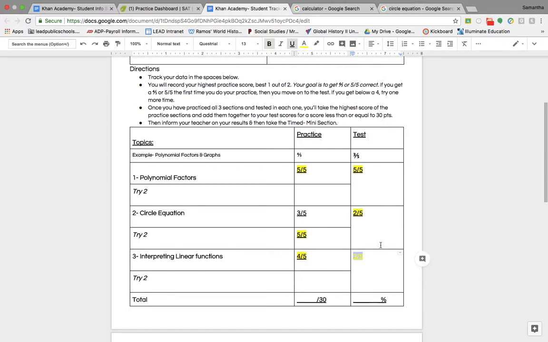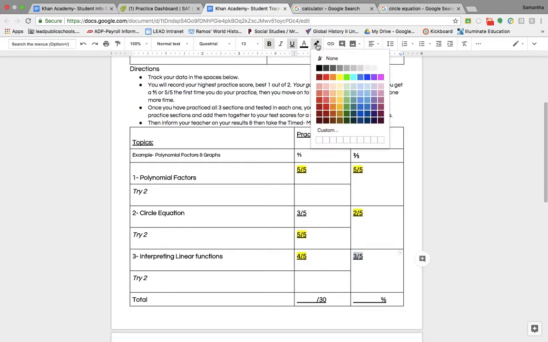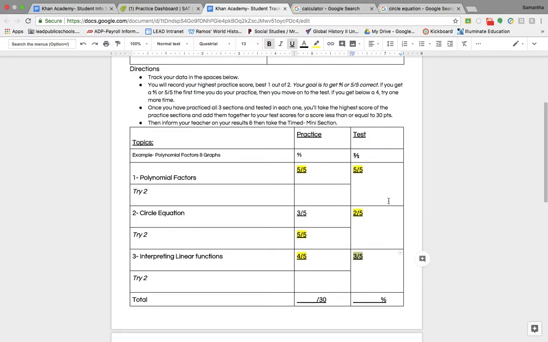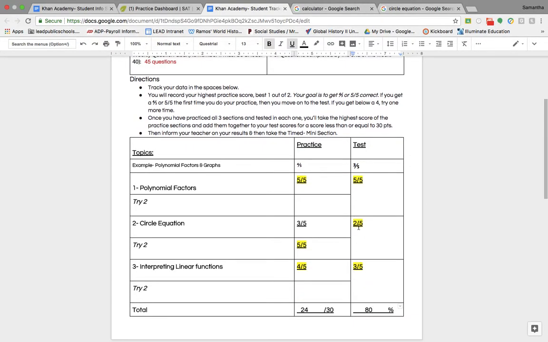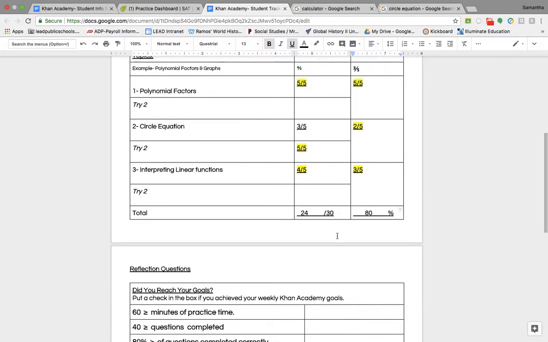Now I'm going to add up. Ooh, I want to actually highlight that in yellow. Add them up. So 5, 10, plus 2, so I have 12, plus 5 is 17, plus 4 is 21, 24. So 24. Now 24 over 30, so do that math, is actually 80%. So I hit my goal, even not getting a 4 out of 5 on every section or a 5 out of 5. You can still achieve your goal. So something important to know.